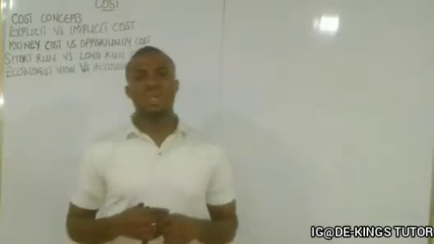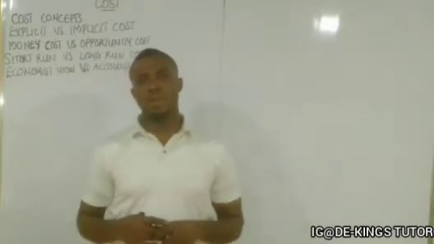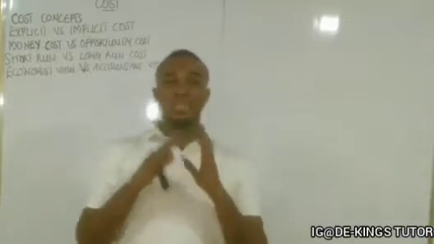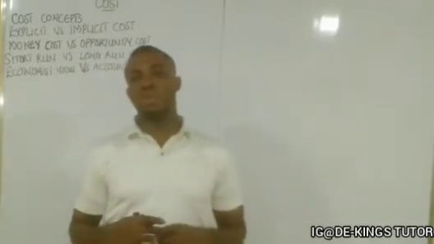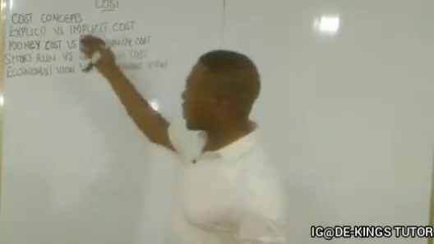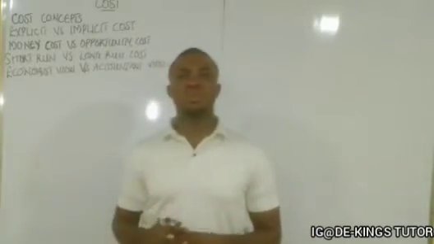Now what is cost? A cost is the sum total of payment made to the factors of production. Or cost can be seen as the sum of all payment made or incurred towards production, the cost of an enterprise. Now, we have different aspects of the cost concept.